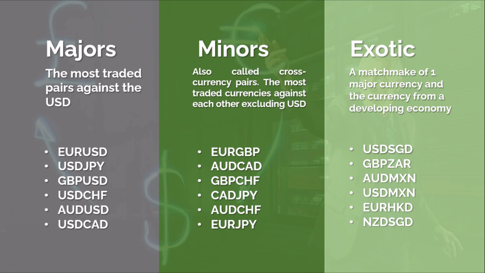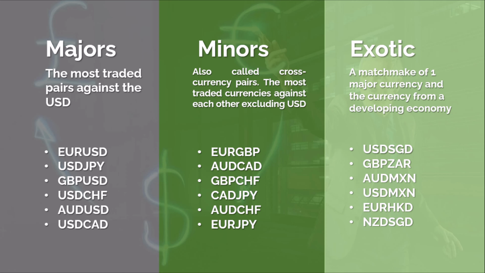So when you have a minor pair, this is also called the cross pairs. And these cross currency pairs are the most traded pairs against each other. But at this point, you don't have USD in it. So when you have Euro GBP, because there's no USD in it, it is called a minor currency pair. The currency itself is a major currency, but the currency pair is a minor currency pair. So you have Euro GBP, you have AUD CAD, you have GBP CHF, CAD JPY, AUD CHF, Euro JPY, a list of them.